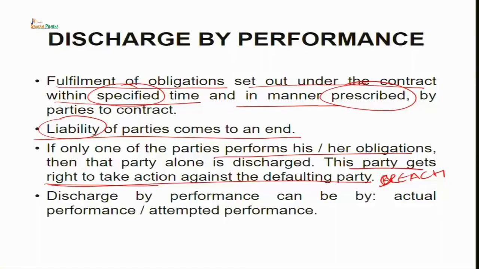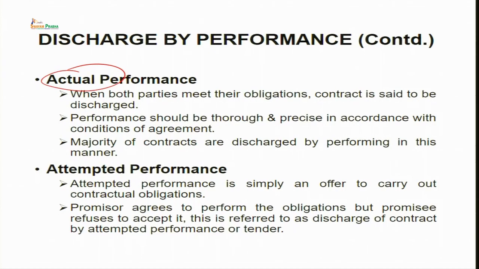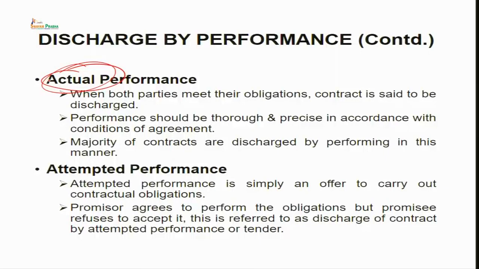So, discharge by performance can be of two types. First is actual performance. Second is attempted performance. Let's see what both of them mean. As you can see on the screen, the two types are actual performance and attempted performance. When we say actual performance, we mean when both parties have met their obligations, a contract is said to be discharged. So it has actually been performed.